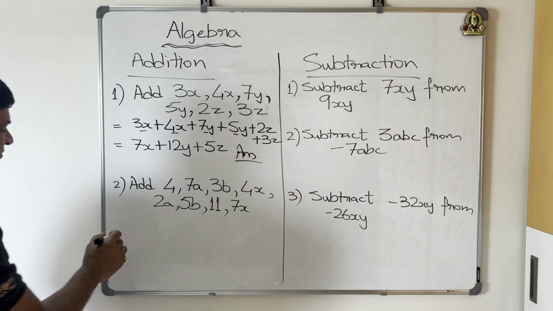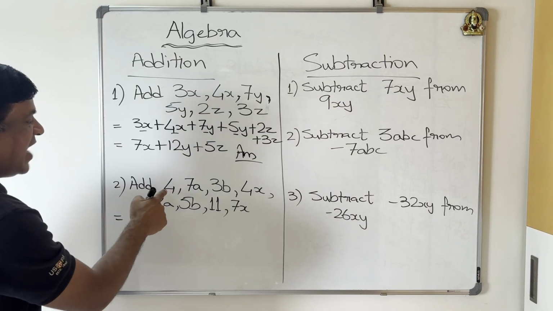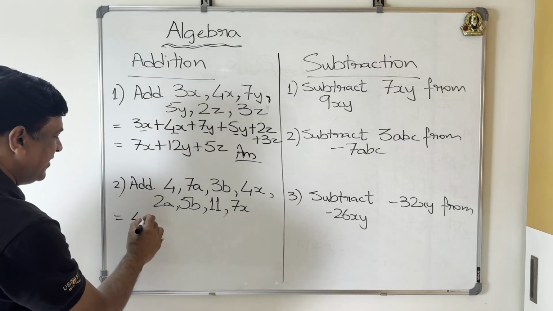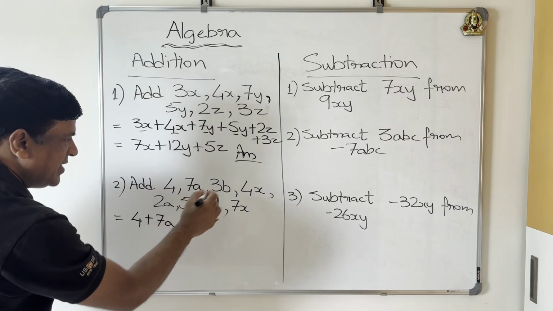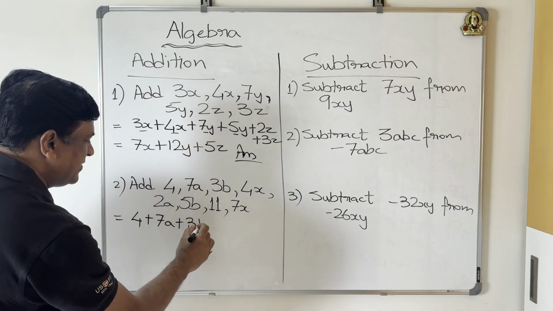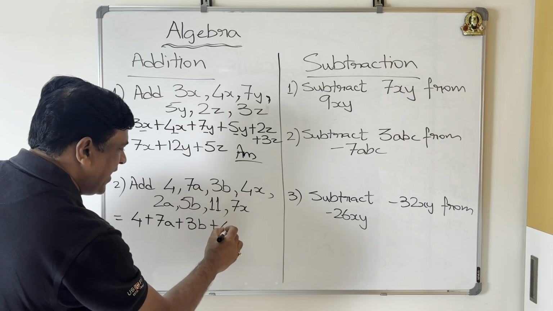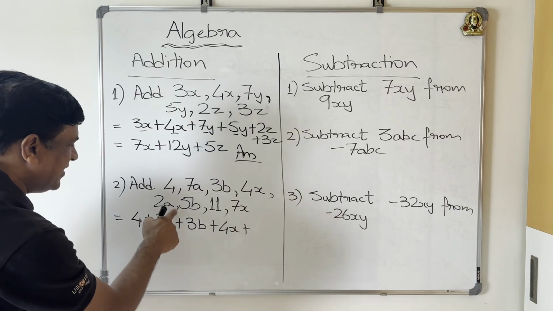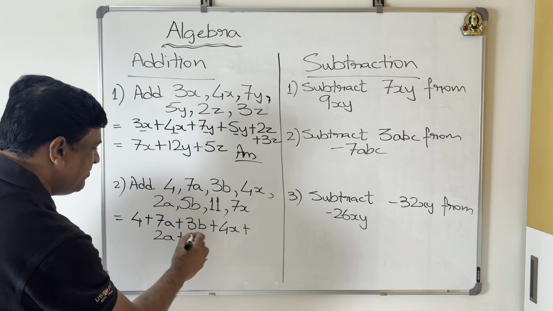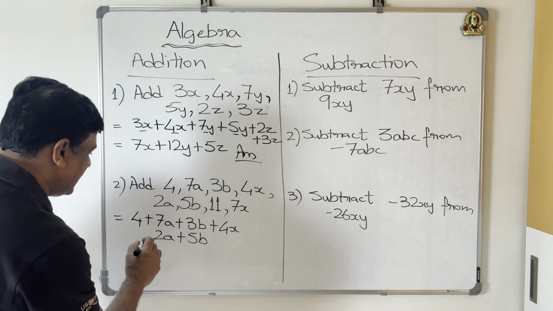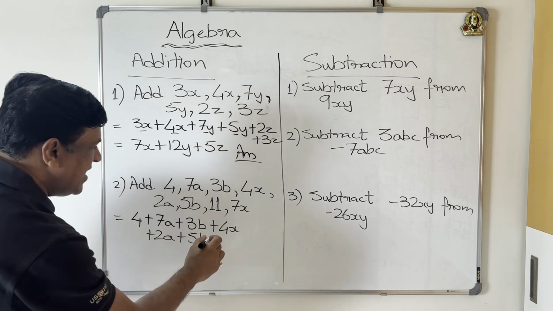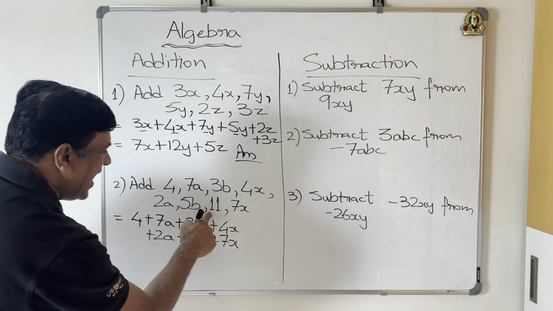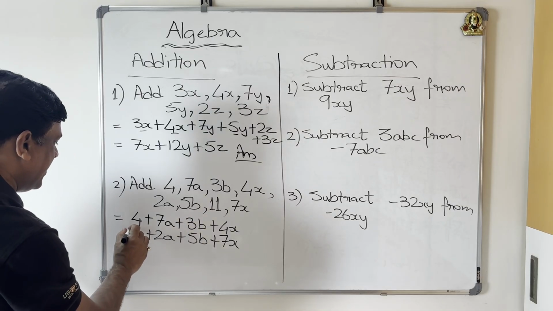So similarly, the next one, if you look at it, what do I have? I have a constant. Look at it. So I'll write it first. 4 plus 7a plus 3b, right? Plus 4x plus I have a 2a. I can write it here. Plus I have a 5b. Look at it. Instead of this sign, I can put it here. And then I have a 7x over here. I'll put it here, 7x. And I have 11. So I can put it as plus 11.